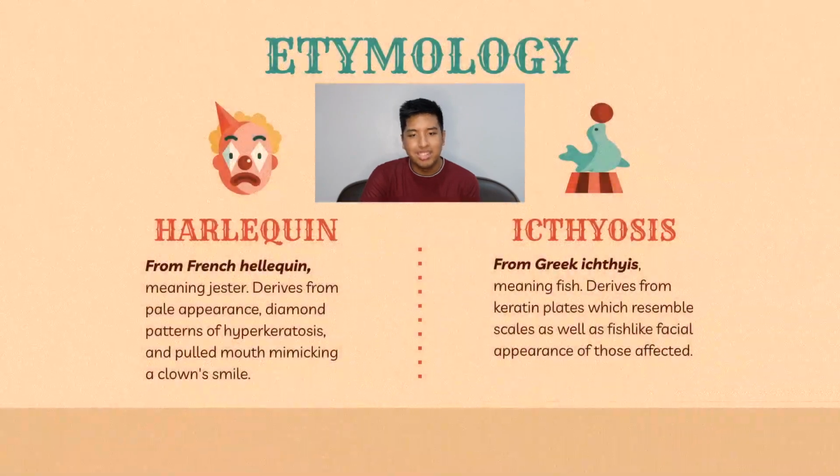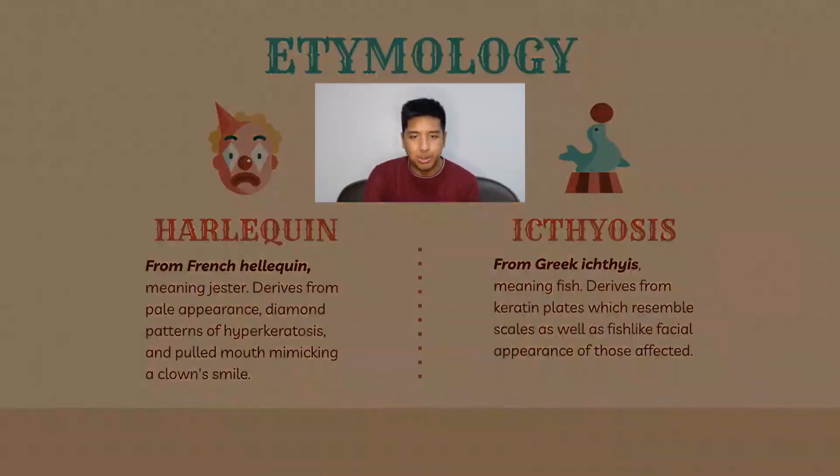To begin with, let's discuss a little etymology of the words, trying to know its origin. So Harlequin Icthyosis actually has quite an interesting origin. The term harlequin, as you may be familiar with, is from the French harlequin, meaning jester. It derives from the pale appearance, the diamond keratosis right here, and the pulled mouth, all mimicking a clown's face and a clown's smile. Now, the second term is ichthyosis, from the Greek ichthyos, meaning fish. This derives from the keratin plates, which resemble scales, as well as the fish-like facial appearance of those affected neonates.